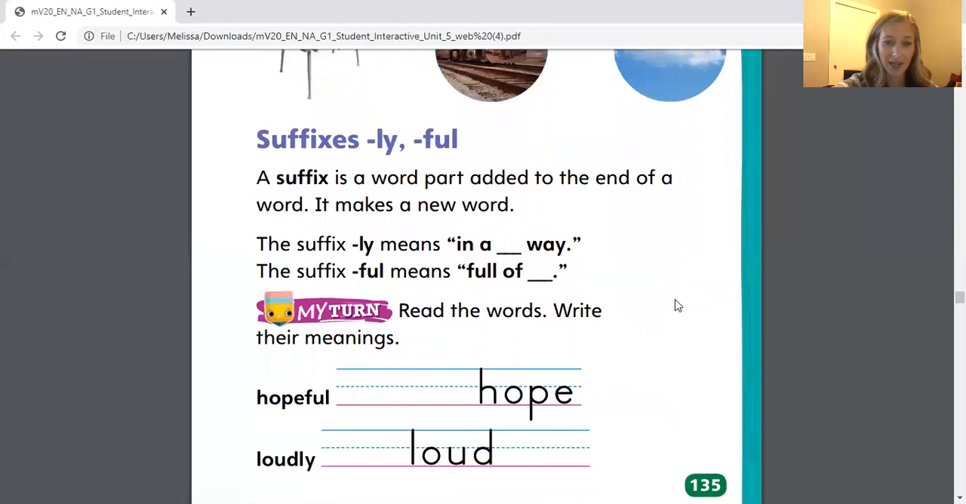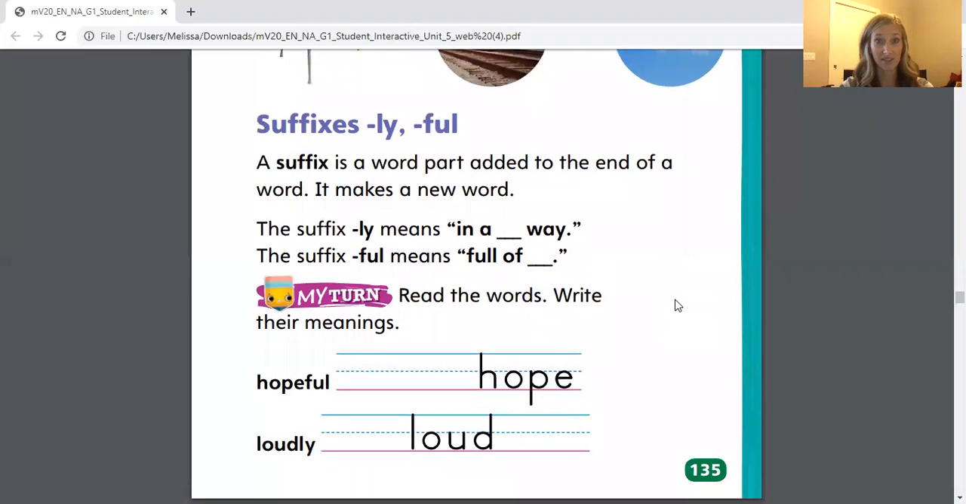All right, when you're ready to move on, let's take a look at these suffixes. So a suffix is a word part that's added to the end of a word. And when we add those letters, that suffix, we're actually making a new word. So today we're going to be working with the suffix ly and the suffix ful. So the suffix ly means in a blank way, and I'll explain what that means to you in the examples below. The suffix ful means full of blank.